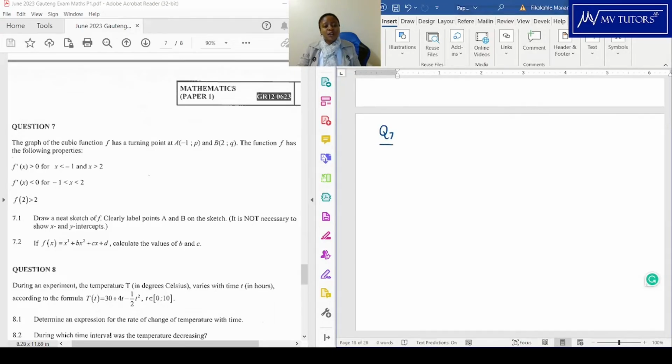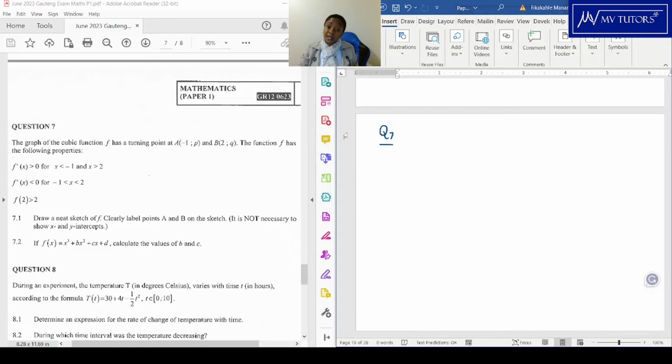So it says the graph of a cubic function has a turning point at A. We have an x coordinate that's negative, and B with a positive x coordinate. The function f has the following properties. So the first derivative, where it's bigger than 0, that's where the x values are smaller than negative 1 and they are bigger than 2. And then where we have the first derivative smaller than 0, meaning where it is decreasing.